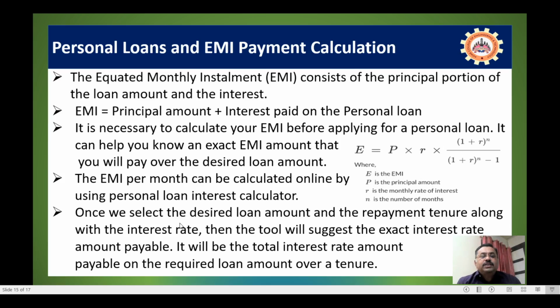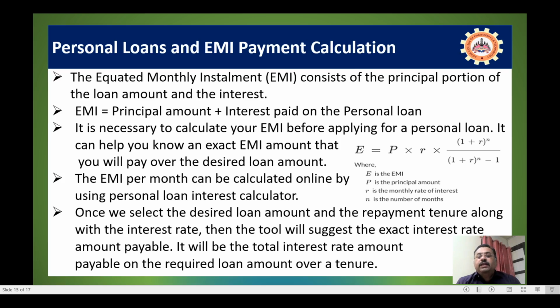Once we select the disbursed loan amount, that is P, the principal amount that is being given, and the repayment tenure, that is the time period, along with the interest rate, that is the percentage of interest, then the tool will suggest the exact interest amount payable. It will be the total interest amount payable on a required loan amount over a tenure.